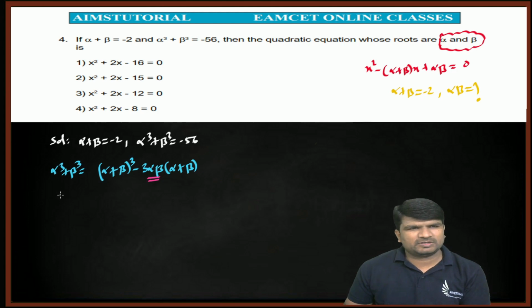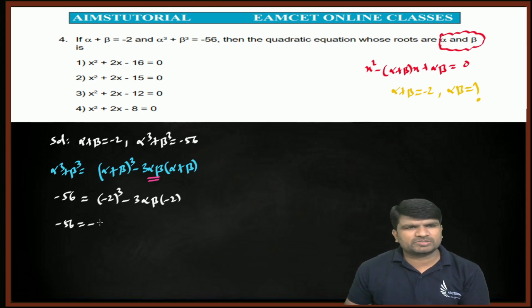So alpha cube plus beta cube, that is minus 56, equals (minus 2) whole cube minus 3 times alpha beta into minus 2. So minus 56 equals minus 8, and minus into minus gives plus 6 alpha beta. So 6 alpha beta becomes minus 56 plus 8, which is minus 48. So alpha beta equals minus 8, since 6 eights are 48. Therefore, the product of the roots is minus 8.